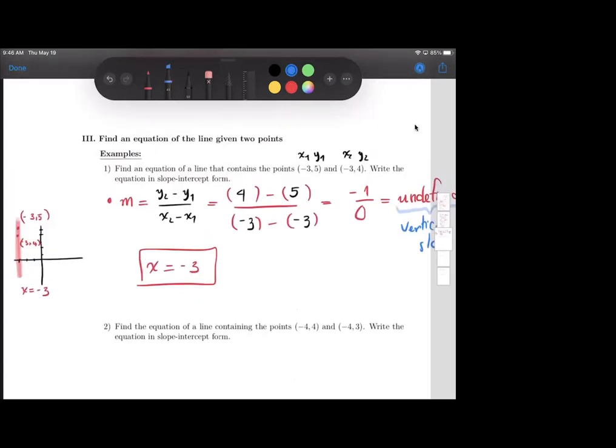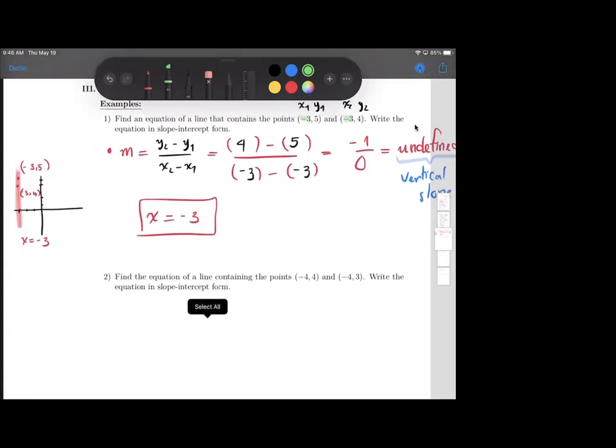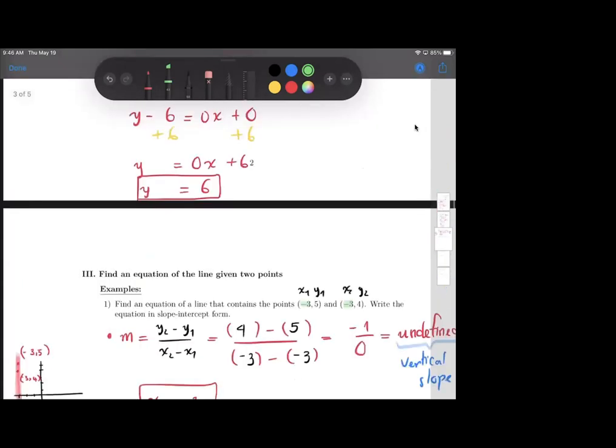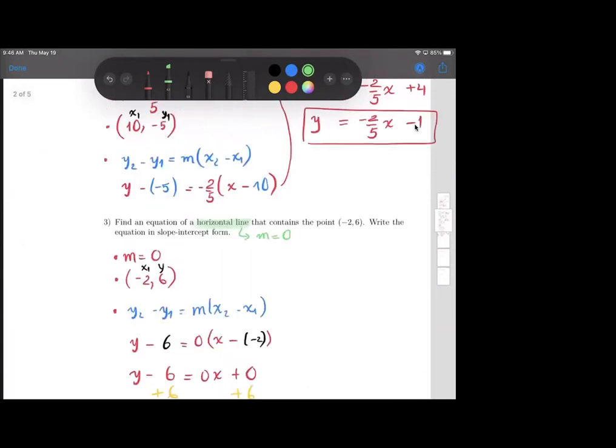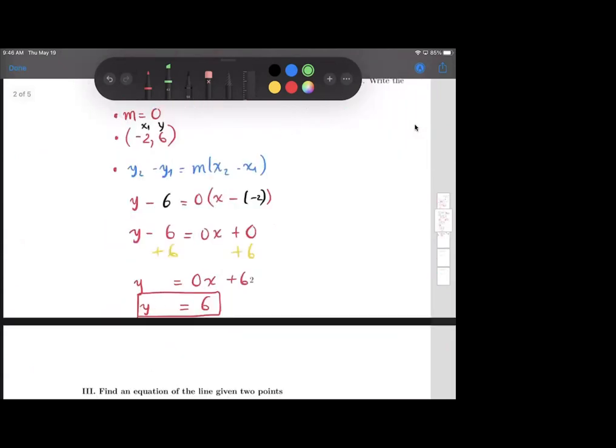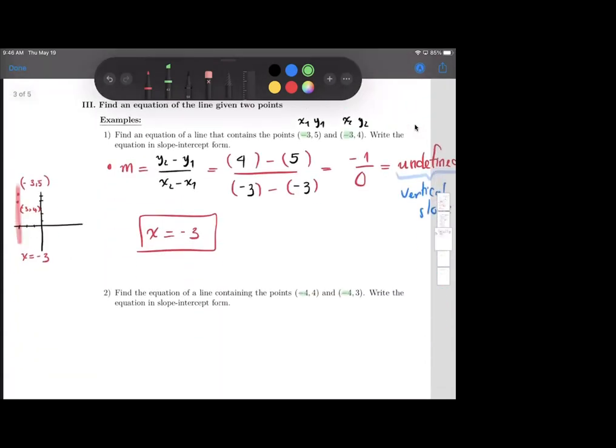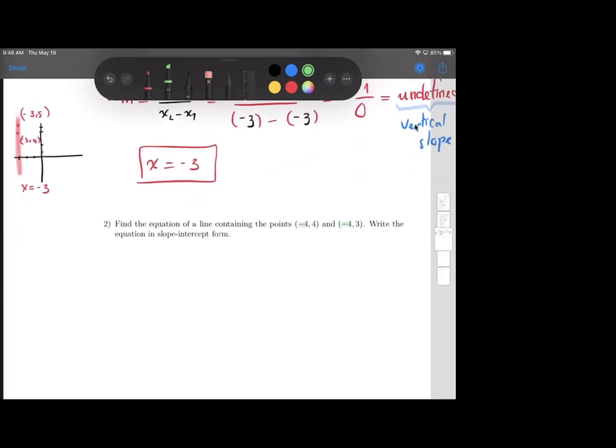So let me say something. As you notice for the vertical line, you have the same x value right there, -3, -3, here -4, -4. When you have something like that, you know it's going to be a vertical line, right? And then that's your answer, x equal -4. When you have a horizontal line, well, I don't have it here, maybe later, the y value is going to be the same.